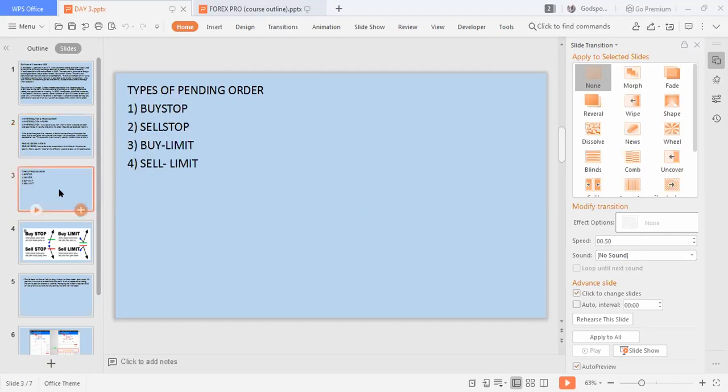MetaTrader, depending on that, constitutes four types: the buy stop, the sell stop, the buy limit, and the sell limit. I'm not going to be talking about all these here because of time. But if you join the advanced class, you will enjoy all of this in full.